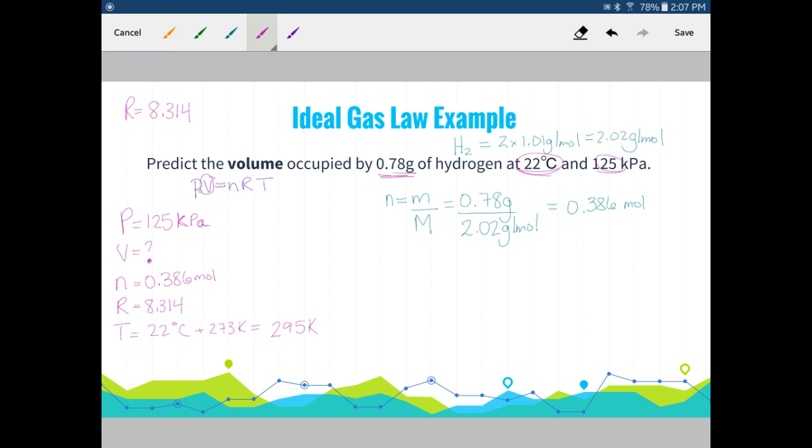All right, so to solve for volume, we need to rearrange this formula to solve for V. Now because I have pressure times volume, I'm going to divide by P, and I'm going to get a formula that looks something like this, where volume equals nRT divided by P. I can start plugging my values in for this formula. I have 0.386 moles times R, which is 8.314, times T, which is 295 Kelvins, divided by my pressure, which is 125 kilopascals.